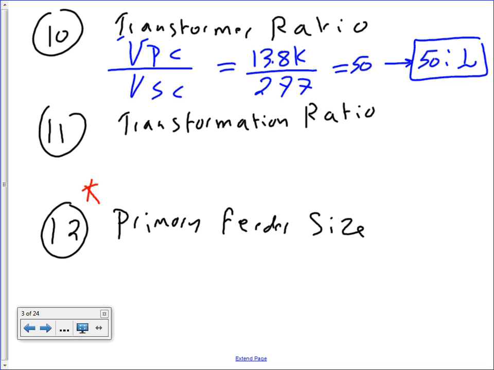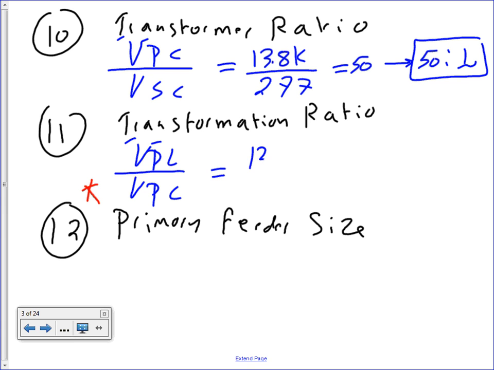Yeah, there are two transformer ratios. One line to line and one coil to coil. The transformer ratio is defined as coil to coil. The transformation, this is supposed to be transformation ratio, exactly what you said. This would be V primary line divided by V secondary line. They call it transformation ratio.